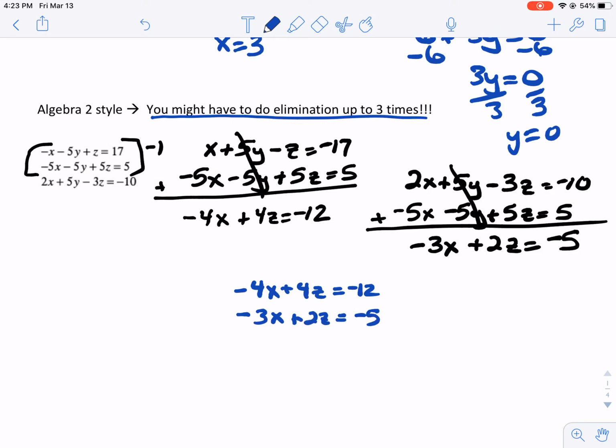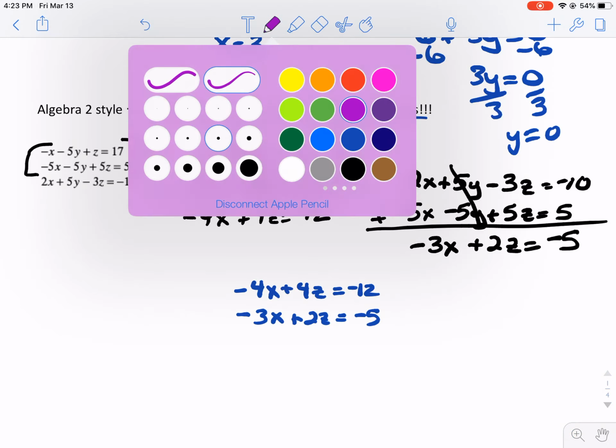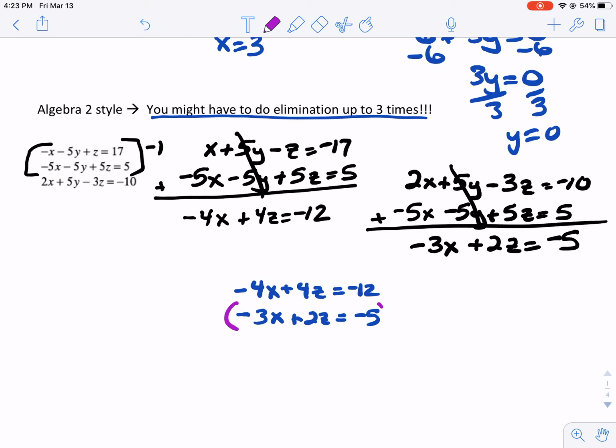And it doesn't matter who I choose to eliminate. I think I'm going to choose the z, because if I eliminate the z's, all I have to do is multiply this bottom equation by negative 2. So that will give me negative 4x. The top equation doesn't change, so I'm just writing it over.